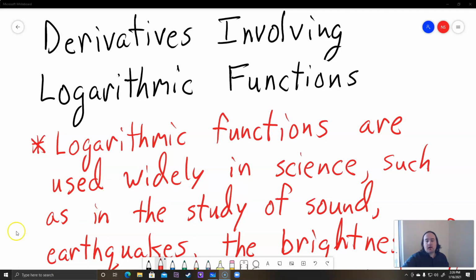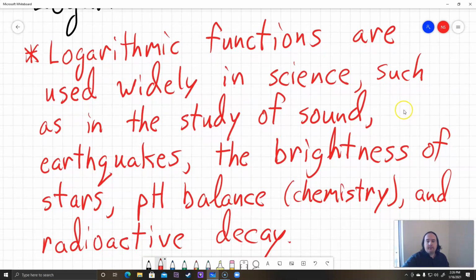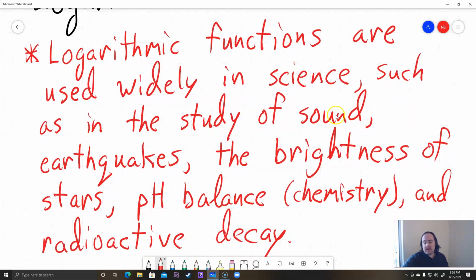It turns out that logarithmic functions have a wide variety of applications in science, such as in the study of sound, earthquakes, the brightness of stars, pH balance from chemistry, and radioactive decay. So logarithmic functions and their derivatives are actually really important.